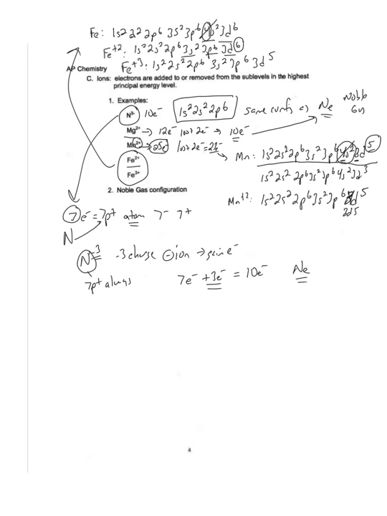This is why elements in the D block tend to have more than one oxidation or charge state, because they can pull from multiple orbitals. They'll pull from both the s orbital, and then they'll start pulling from the d orbital. And that's why iron can have multiple charge states.